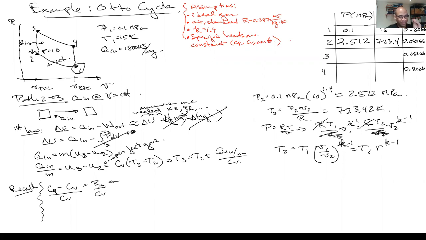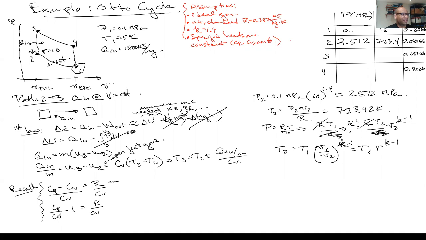Actually, that's not even an approximation. If you have an ideal gas, this is true: Cp minus Cv is equal to R. Even if Cp and Cv change with temperature, this still has to be true. I'm going to divide that expression by the thing that I want a value for. In this case, I want Cv, so I'm going to divide by Cv. On the left, I get Cp over Cv minus 1 is equal to R over Cv.